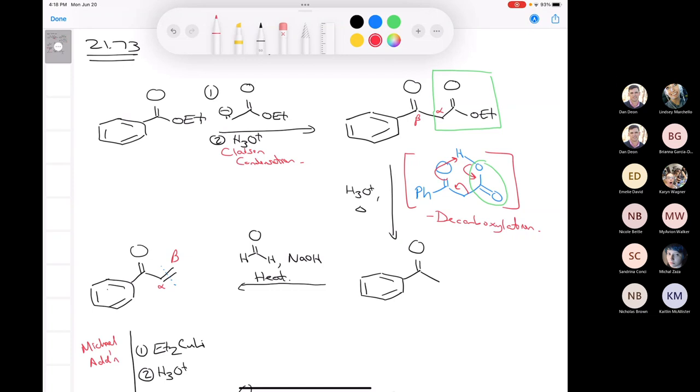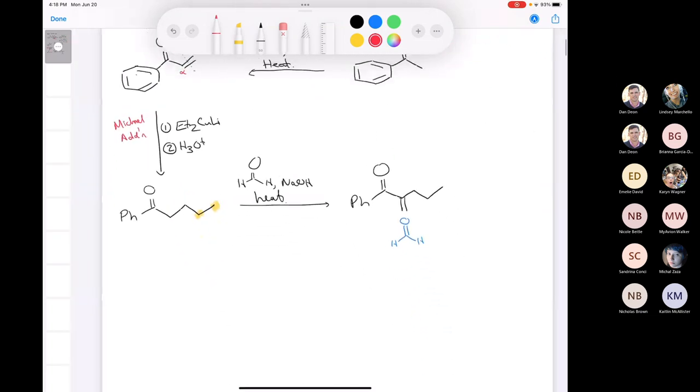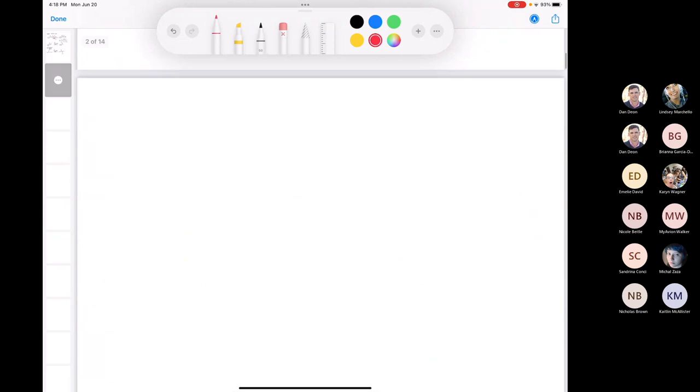And I wanted to take a step back and look at the problem before this one, 21.72. I thought it was an interesting problem with a couple of solutions. And this one involves another Michael addition.